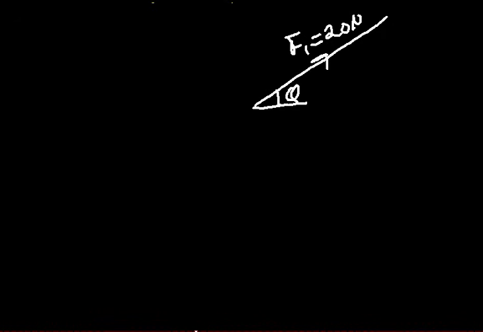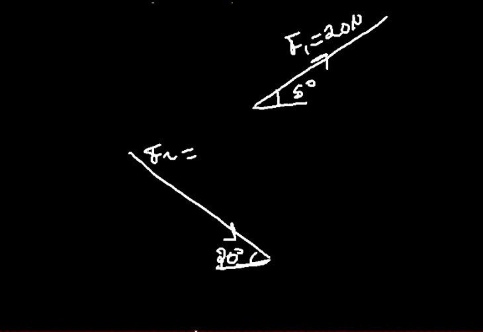And what if, let's say, we have this case as well? Let's say we have the vector f1, given as 20 newtons. It is acting at an angle, let's say, 5 degrees. And we have another vector, acting at an angle of 30 degrees. Let's say that is f2, which is given as 40 newtons.